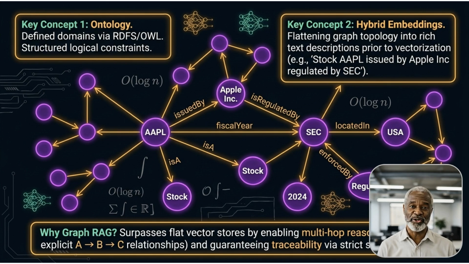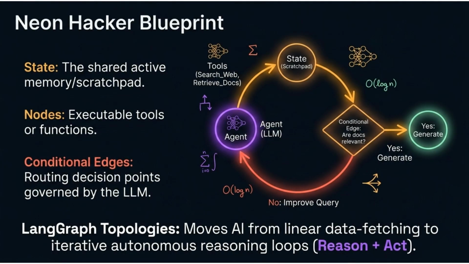This surpasses flat vector stores by enabling multi-hop reasoning and ensuring traceability via schema logic. LangGraph topologies shift AI from linear data fetching to iterative autonomous reasoning loops. Key components include the agent, state, nodes, and conditional edges that govern the routing decisions.